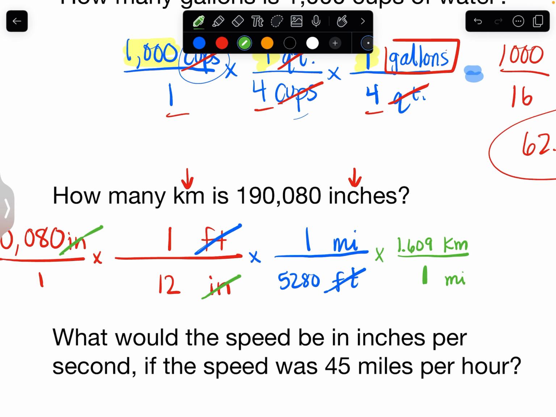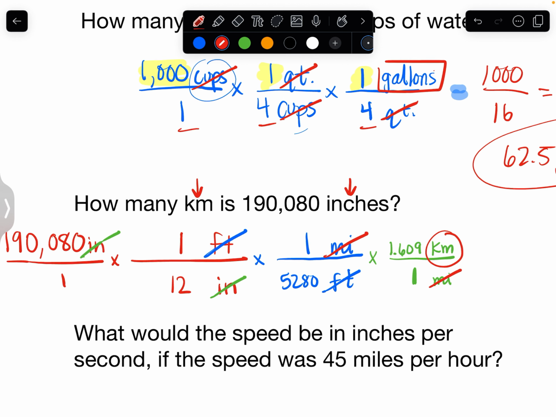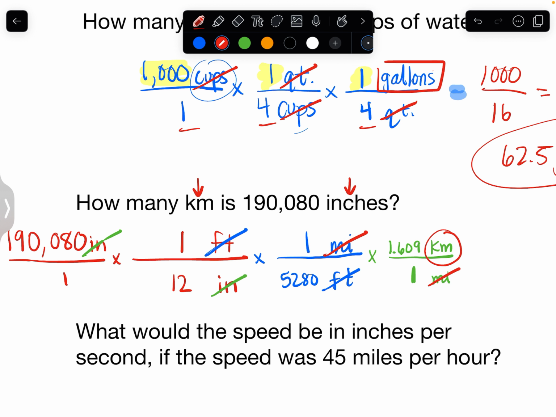And again, I'm just using that conversion sheet on the slide before, and you should hopefully have it printed out in front of you. Also, we're going to cancel out our miles here, so that's why our final answer will be in terms of kilometers.